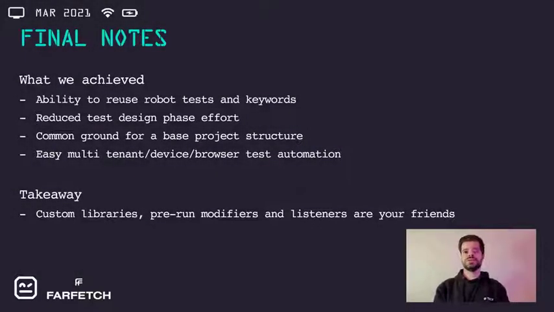Now some final notes to wrap up. What were we able to achieve? Well, the ability to reuse robot tests and keywords. Then we reduced the test design phase effort, which took a big part of everyone's time. We found common ground for anyone starting a new robot project. And ultimately, we found a way to easily write automated tests with multi-tenant device and browser support. The takeaway from all this? Well, custom libraries, pre-run modifiers, and listeners are your friends. So if you haven't used them yet, you probably should give them a try.